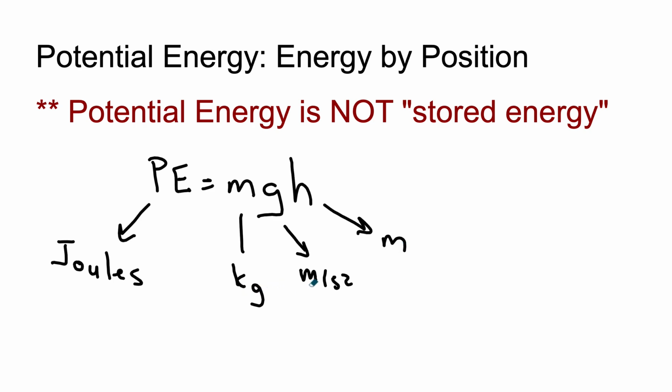So we have kilogram meters per second squared times meters. I don't know if you remember this, but a kilogram meter per second squared is also a Newton. So this would be Newton meters, and a Newton meter is a joule. We learned that when we talked about work. So the units for energy are joules. Also the units for work. Once again, work and energy are related to each other.